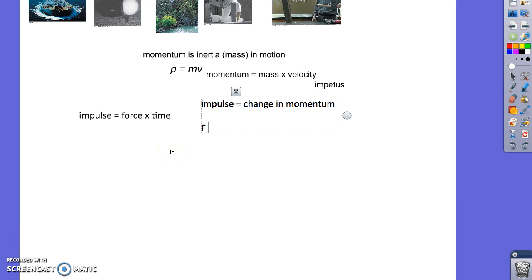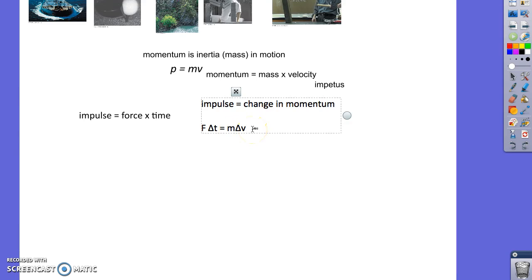times the amount of time, which is the change in time, or delta t, is going to be equal to the change in momentum, which is going to be the mass basically times the change in velocity, because usually the velocity is what's going to change. So we take the amount of force times how long the force is used, the time, and it's going to be equal to the mass times the change in velocity, which is the change in momentum.